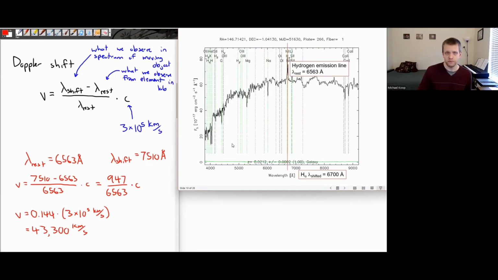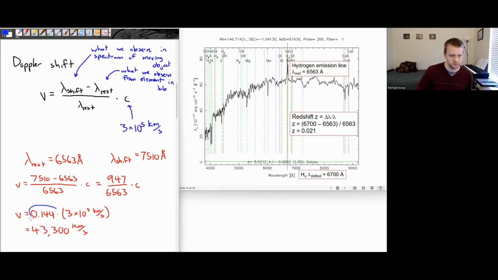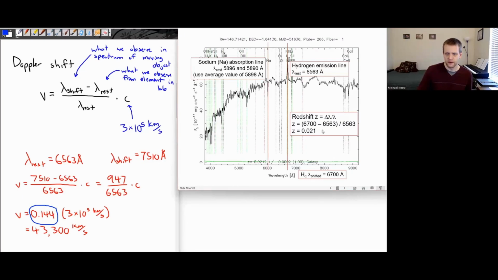Okay, so basically the result that you should get from this, if you do that redshift calculation, is that the number that comes just before you multiply by c should be 0.021. And from that, you can figure out how fast that galaxy is moving.